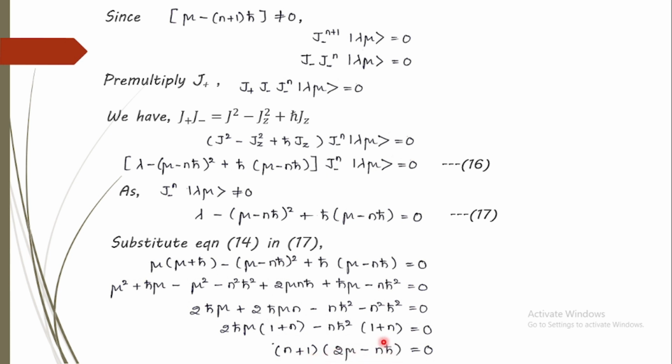So the second term itself has to vanish. So we can say that 2 mu minus n h cross is equal to 0, which is 2 mu equal to n h cross, and thus we can write mu is equal to n h cross divided by 2. Here n is nothing but the number of steps from the maximum eigenvalue mu to the minimum eigenvalue mu minus n h cross, and remember it also includes 0.